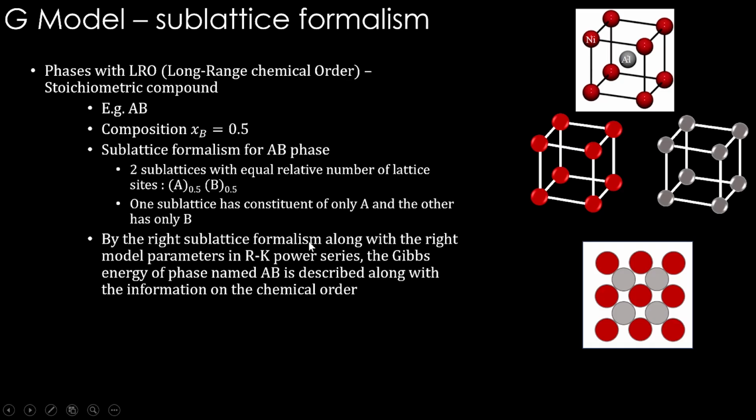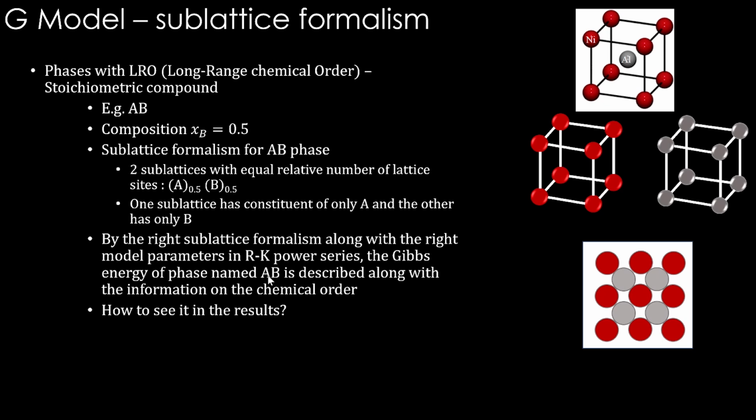So by the right sublattice formalism, something like this, along with the right model parameters in RK power series, the Gibbs energy of the phase named AB is described along with the information on chemical order. Okay. Even now we can get the Gibbs energy curve for this phase. But if this AB phase becomes the lowest in the Gibbs energy landscape, then you will not only see AB as the stable phase in the output. If you look at the information about the phase, you can understand that it has sublattices, and in each sublattice you can see the composition and understand that it is a chemically ordered phase. So that information comes as an additional output.